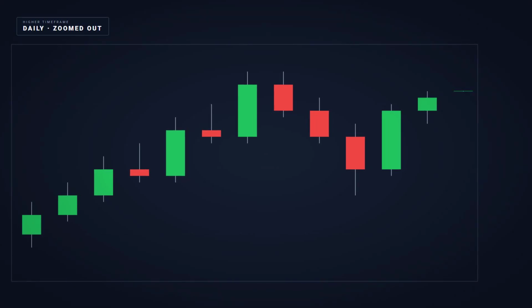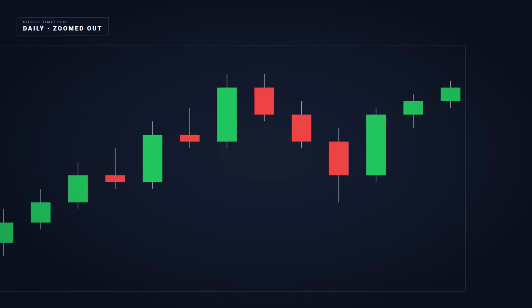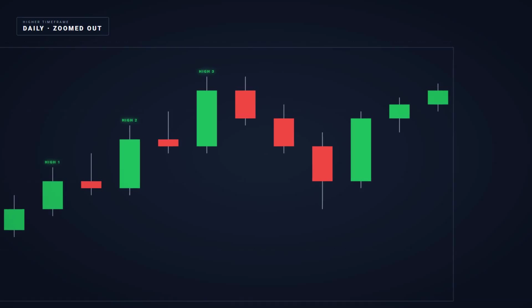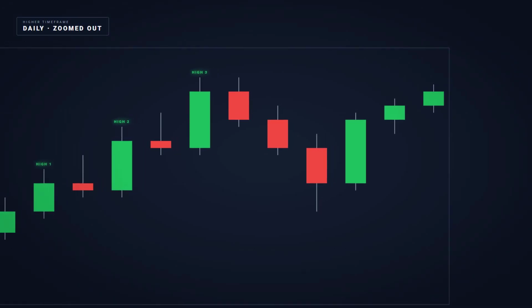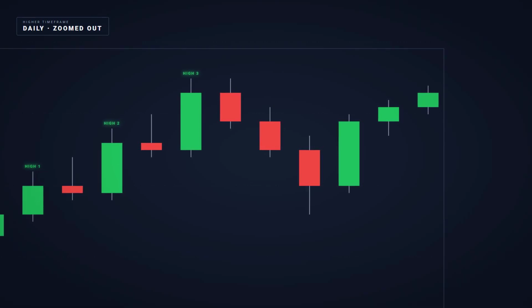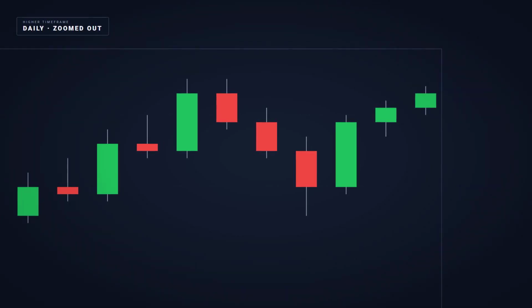Let's pull back to the daily chart for a moment and look at the bigger picture of what's been developing. The daily has now made 3 consecutive higher highs. Each high was preceded by a pullback, and each pullback found support and resumed the uptrend. But the most recent pullback, the more aggressive one we just watched on the 4-hour, went deeper than the previous two.